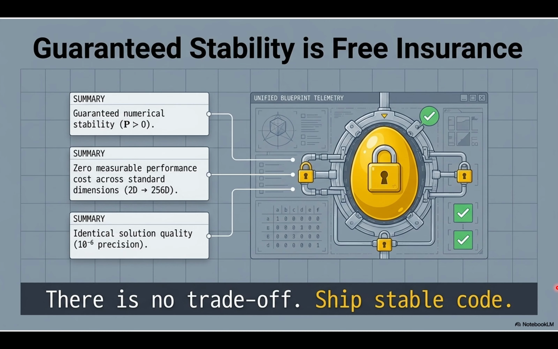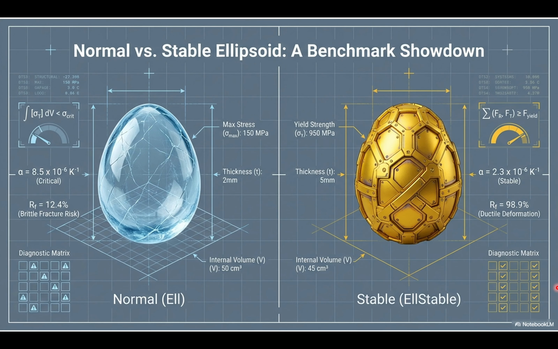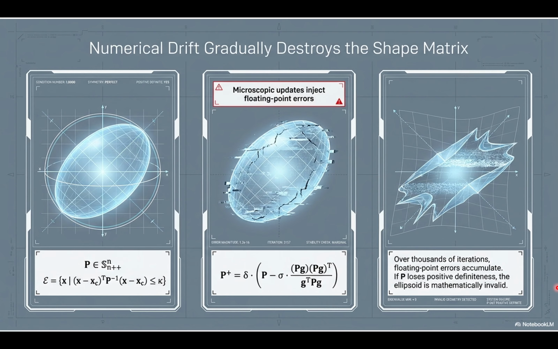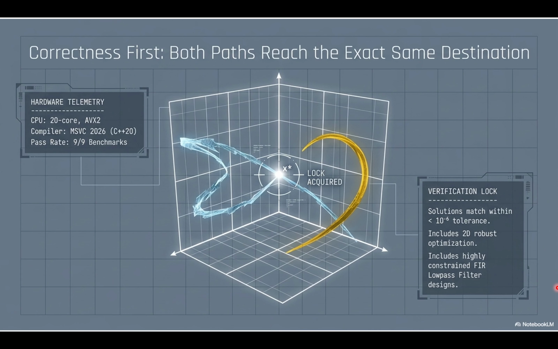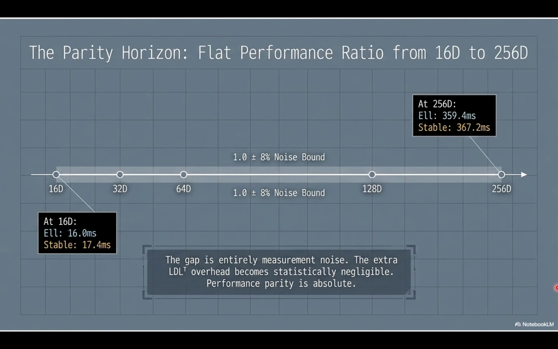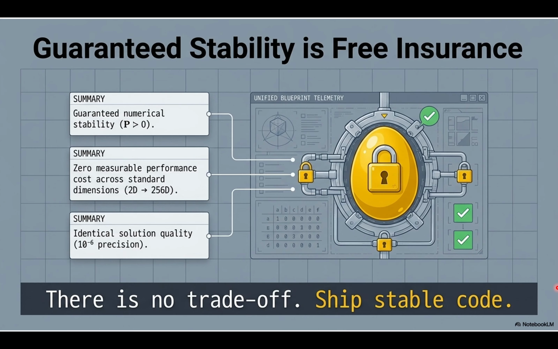It really is a remarkable piece of optimization research. I mean, we started this deep dive looking at a terrifying problem. Numerical drift silently ruining complex optimization algorithms from the inside out. Then we explored this highly complex LDL factorization method that frankly seemed like it would just bog down any CPU. But through rigorous benchmarking, from simple 2D shapes all the way up to infinite constraint signal filters, this research proved that elegant mathematics can give you rock-solid stability without sacrificing a single millisecond of speed.